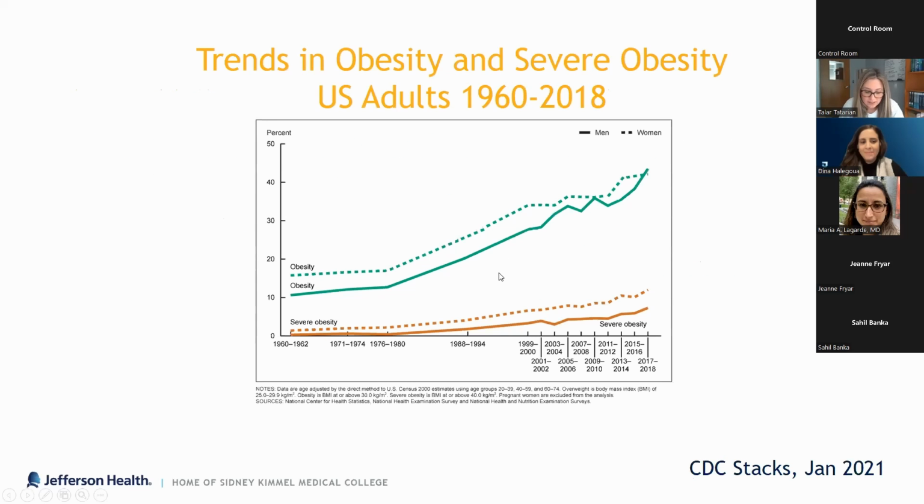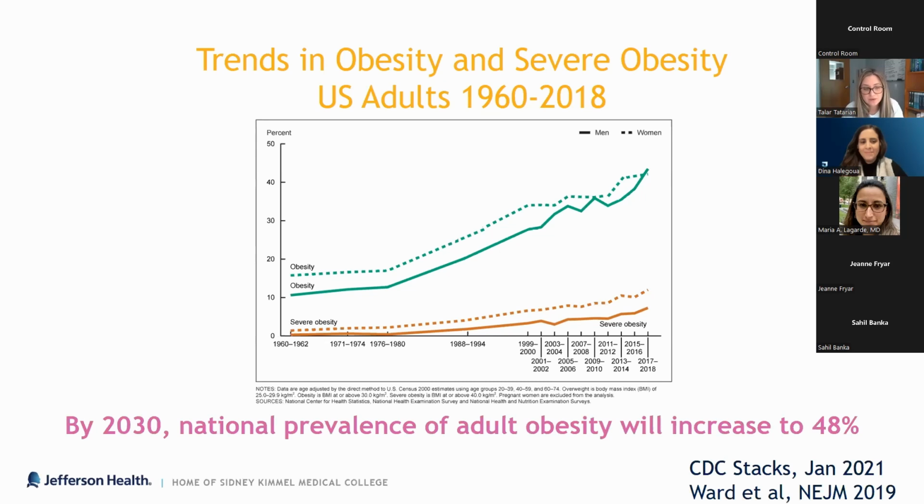Now with obesity in the United States, this graph is showing the prevalence that has been increasing since the 1960s. The green lines represent obesity and the orange lines represent severe obesity in both men and women. We can see that since the 1960s, there's been a steady rise in both. As of 2018, when this graph ends, an estimated 42% of adults had obesity, 9% with severe obesity. And this graph isn't showing the additional 30% of Americans who are considered overweight, so over a BMI of 25.